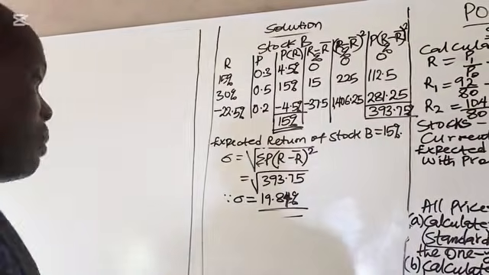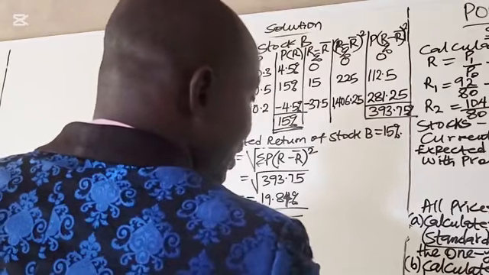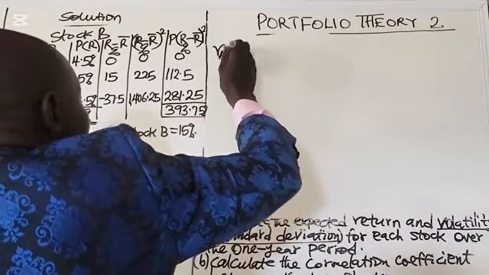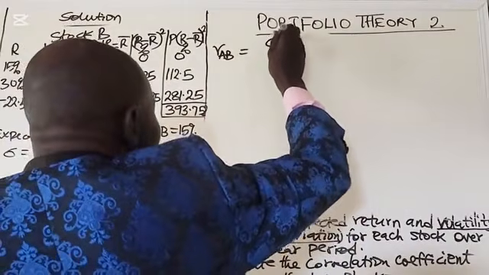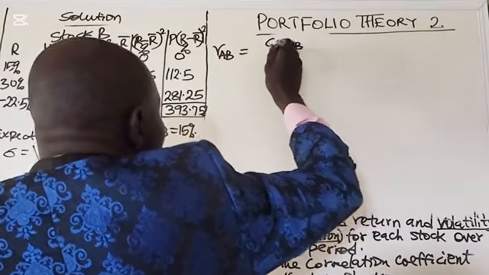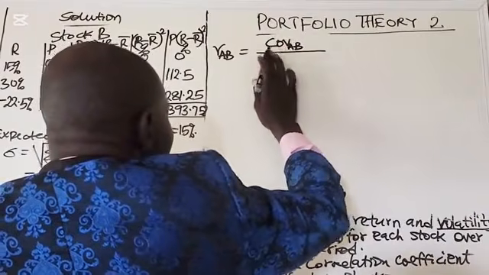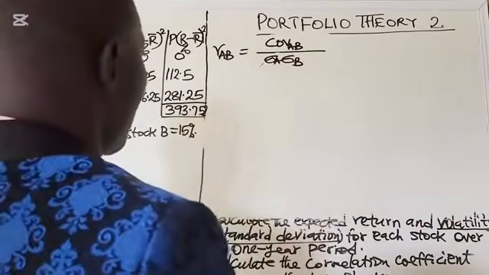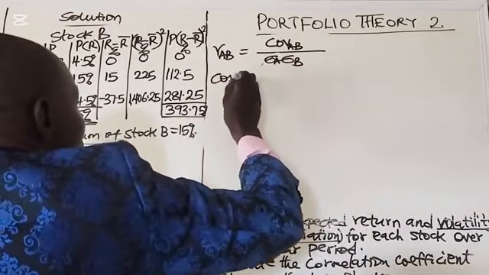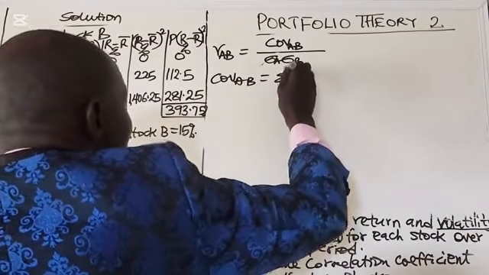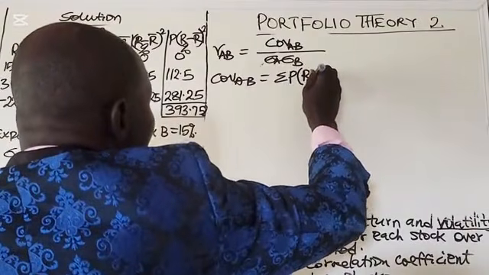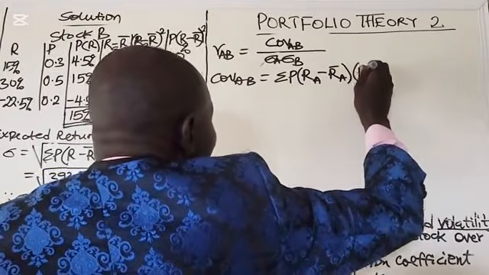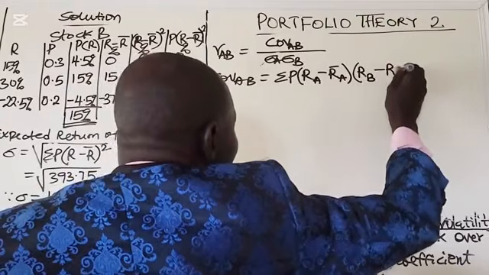So we are done with the solution to A, which requires us to calculate the expected return and the standard deviation for each stock. B is requesting the correlation coefficient between stock A and B. I've told you that the correlation coefficient is the covariance of the two stocks over the standard deviation of stock A and the standard deviation of stock B. The formula for covariance is the summation of P into return of stock A minus expected return of stock A, into return of stock B minus expected return of stock B.